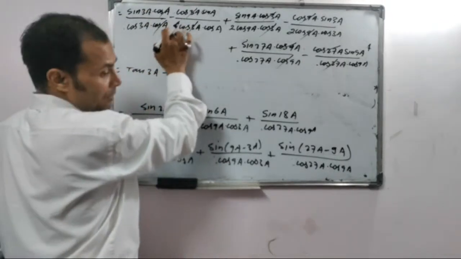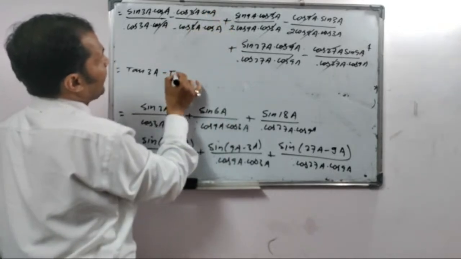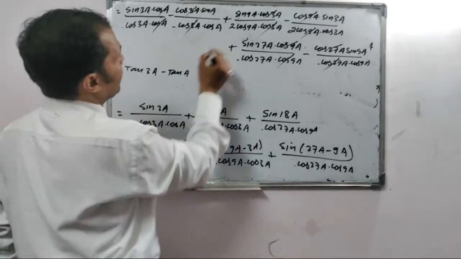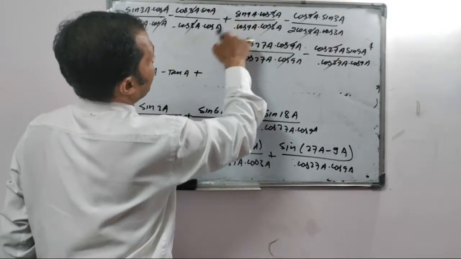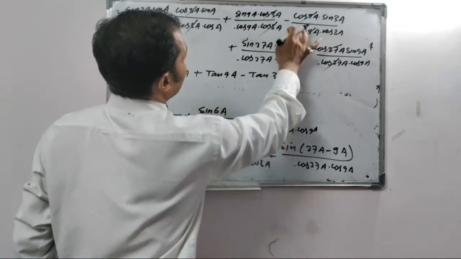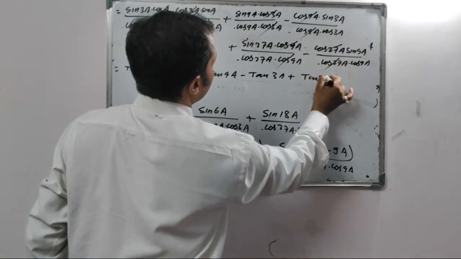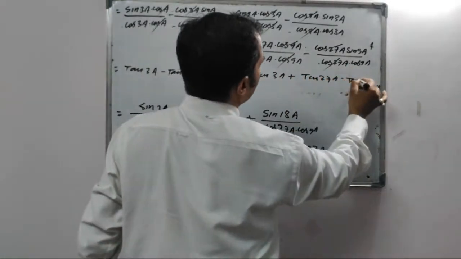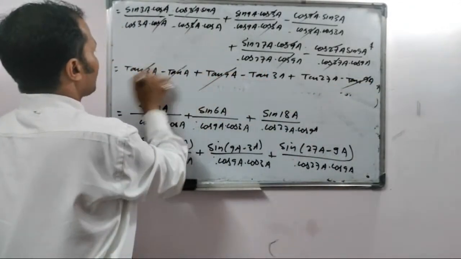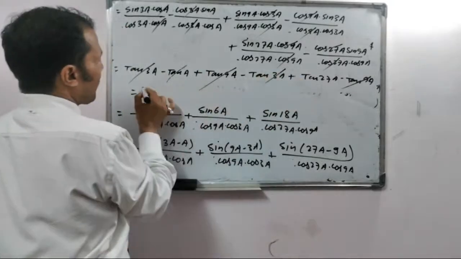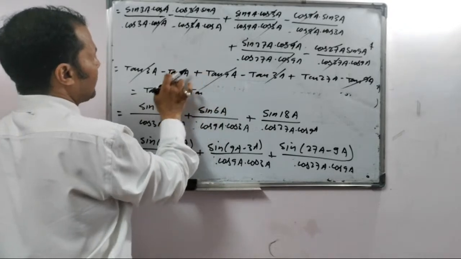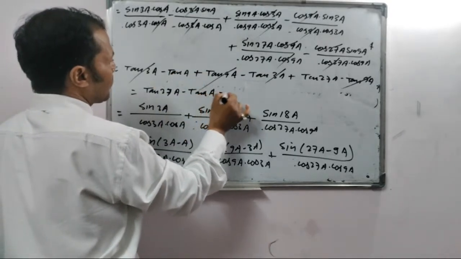Sin by cos is tan, so tan 3a, minus, there is no 2, right? Sin by cos, tan a, plus here tan 9a minus tan 3a plus tan 27a minus tan 9a. Now this and this cancel, and this and this cancel. What remains? Tan 27a minus tan a equals RHS.